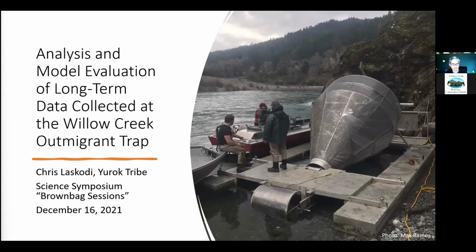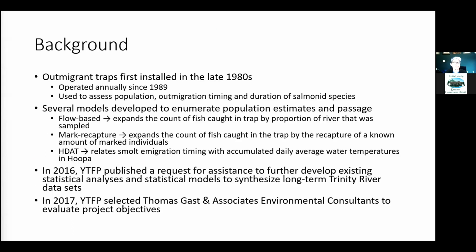So this is basically a long-term evaluation of the data collected at the Willow Creek screw trap. And this is a picture of our crew just getting the thing ready to go out for the season. A little backstory on this: the outmigrant traps in the Willow Creek were established in the late 1980s. They've been operated annually since 1989. And we use these to assess population, outmigration timing, and timing and duration of various salmonid species, mostly Chinook, but we do get quite a few coho and steelhead through there as well.